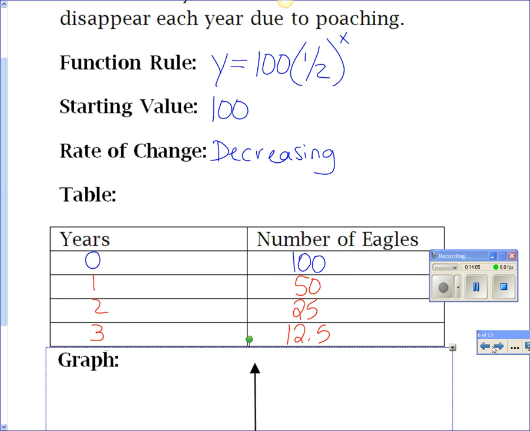Okay, so let's see what's happening here. 100 to 50. It's losing 50. Okay, always put what it's adding or subtracting. What about here? 50 to 25. And then 25 to 12.5. So what's happening here? It is decreasing. Okay? All right, and the last little part, we'll do a graph.